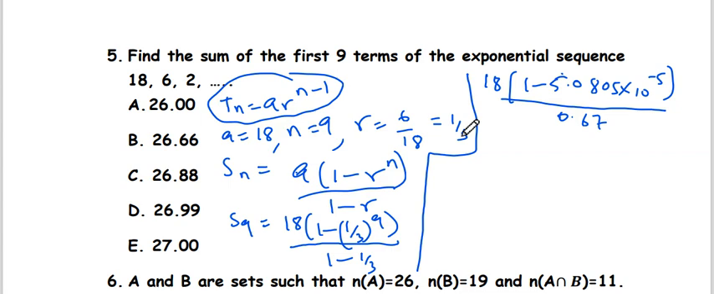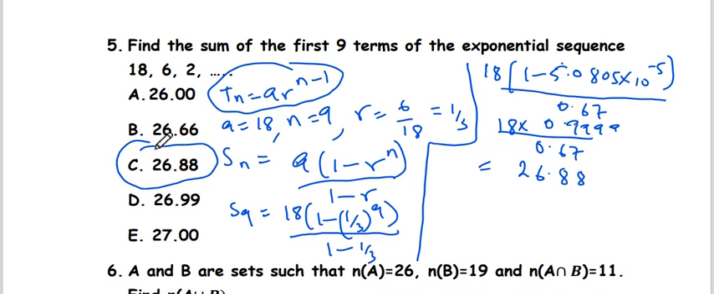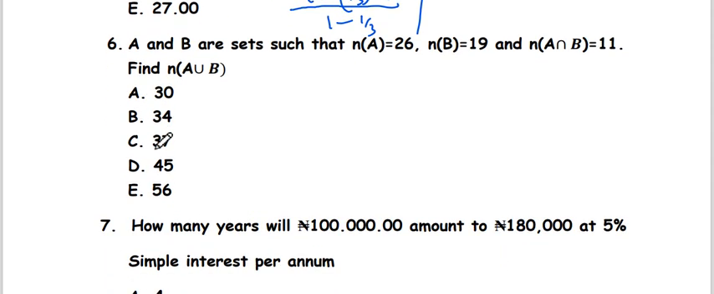Subtracting from 1 gives us 18 times 0.99999 divided by 0.67. And when we do that with our calculator, we have divided by 0.67, it gives us 26.88. Option C.